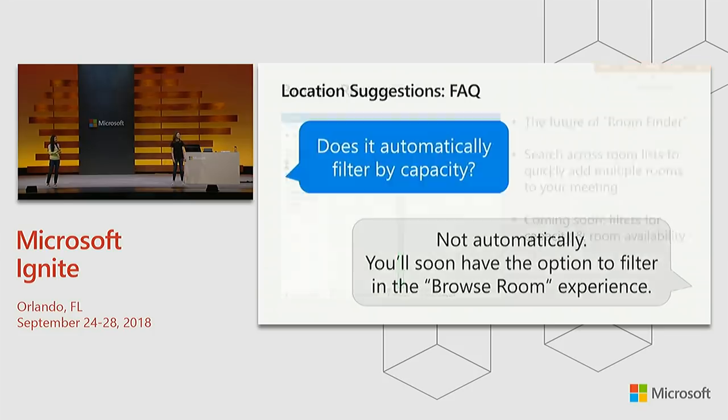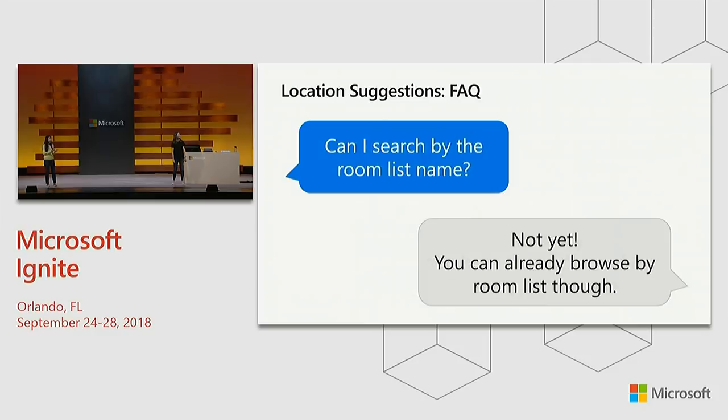Okay, so we already talked about this FAQ. The next one is whether we search by room list name. So this is not yet something we do, but it's very much on our roadmap to support this. If you just type the building name, you should be able to see all of the rooms in that building, even if it doesn't have the building name in its own name.